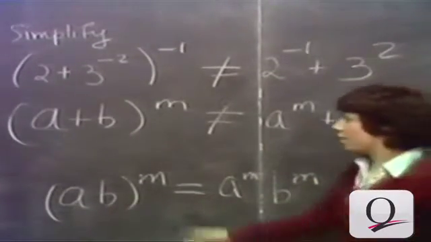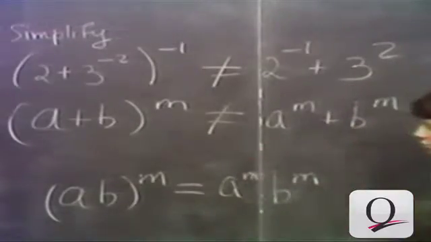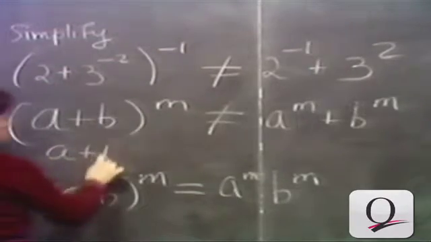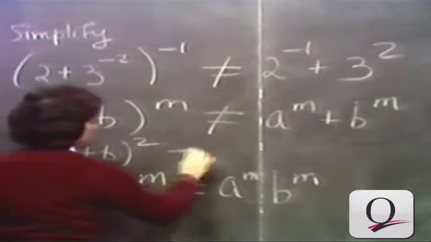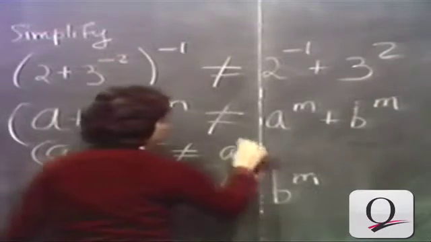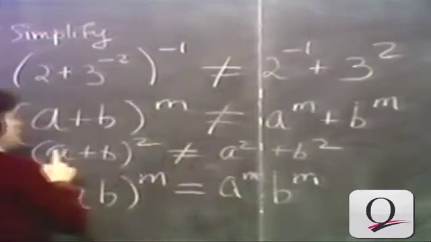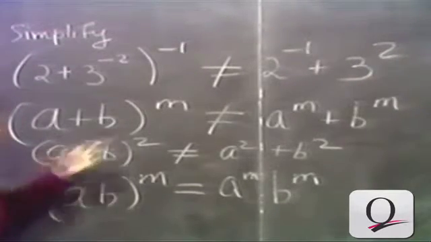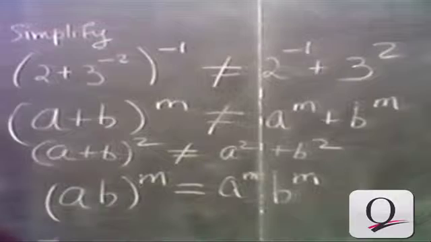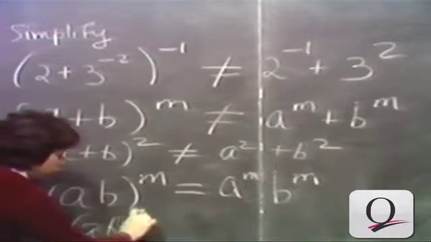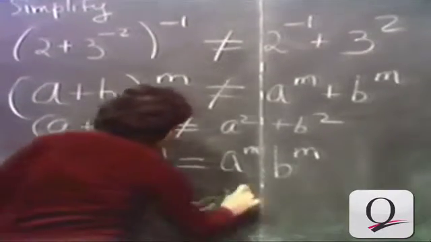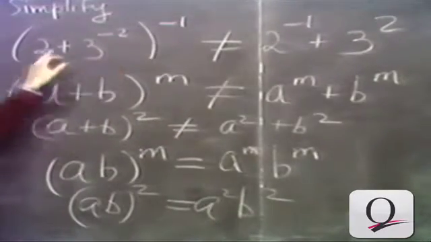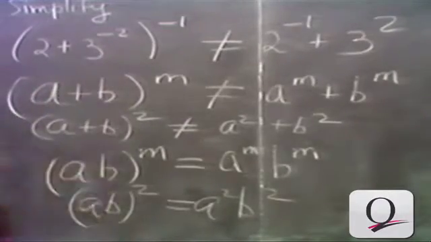But when they're joined by addition or subtraction, you cannot just distribute the power. To see that, look at, for example, a plus b squared. This is not just a squared plus b squared. It's, of course, a plus b times a plus b, or a squared plus 2ab plus b squared. Whereas ab squared is a squared times b squared. So when we have terms rather than factors joined by multiplication, you cannot distribute the powers.